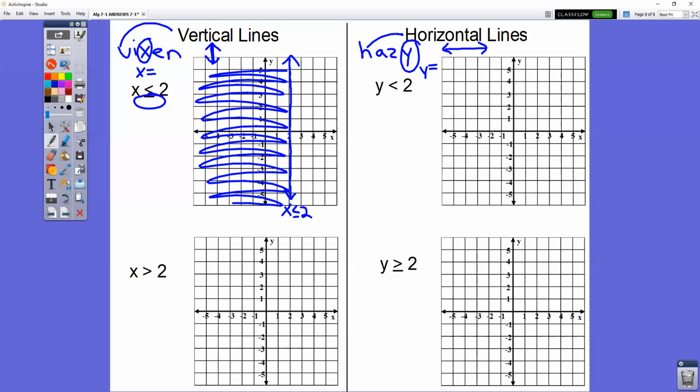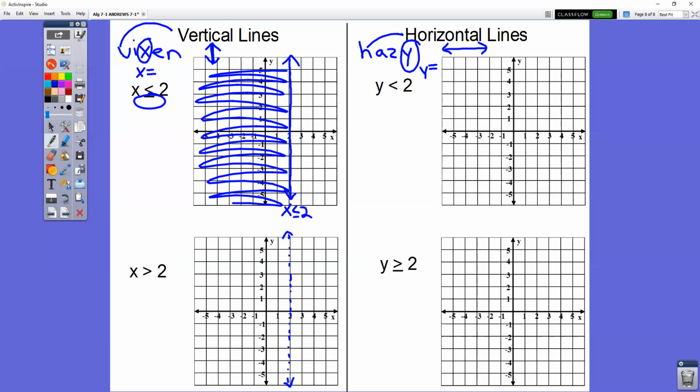Let's take a look at the one below it. x is greater than 2. Again, you have an x equals equation. So remember hazy vixen, we're going to have a vertical line. So we're going to have a vertical line at 2 this time. Be careful, you don't have the or equal to. I was actually making that mistake. So you're going to have a dotted line here at x equals 2.